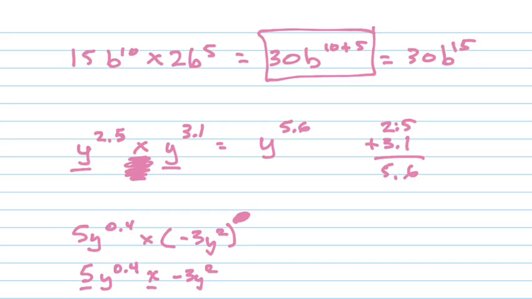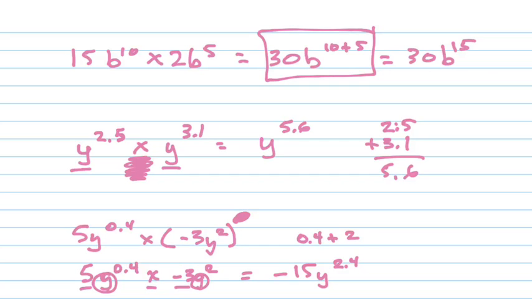And then what's a 5 times a negative 3? Positive times a negative is negative. 5 times 3 is 15. Are the bases the same on the two exponents? Yes. So keep the base, and what do you do to the exponents? Add them. So it's 0.4 plus 2, which is 2.4. So again, if you see a bracket, parentheses, then just do it first.